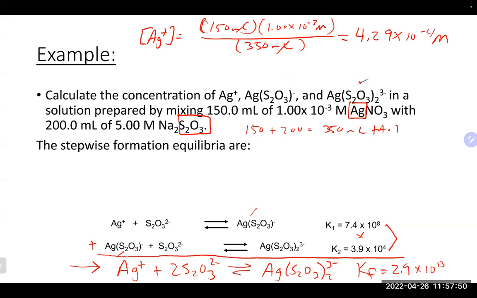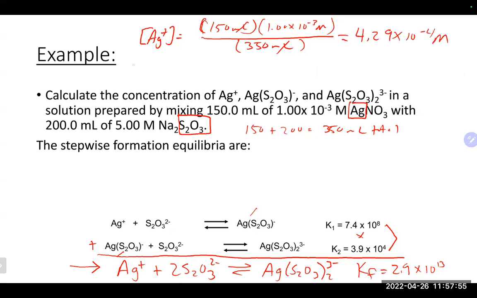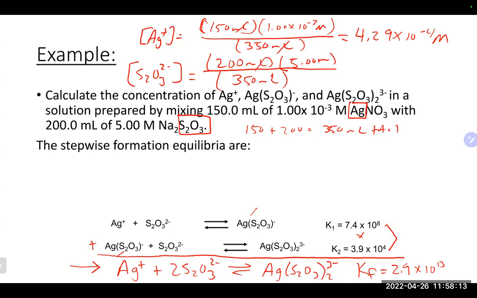We can do the same type of calculation for our other species, which is the S2O3 2- in this case. We're using 200 milliliters of it with a concentration of 5 molar and the same total volume when it all goes together. Once again, the milliliters will cancel, giving us 200 times 5 divided by 350. Looks like 2.86 molar here.